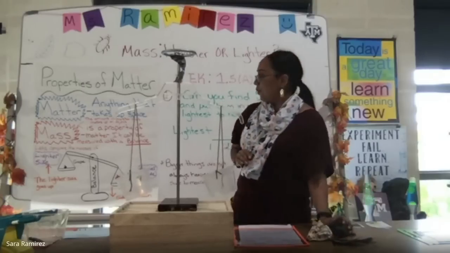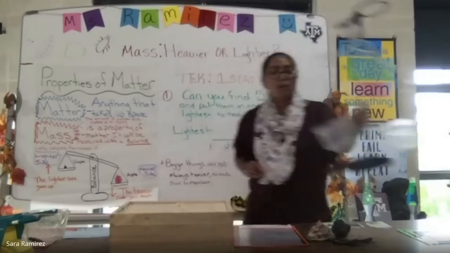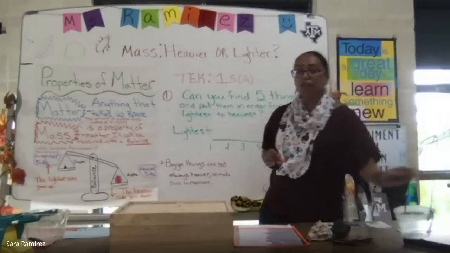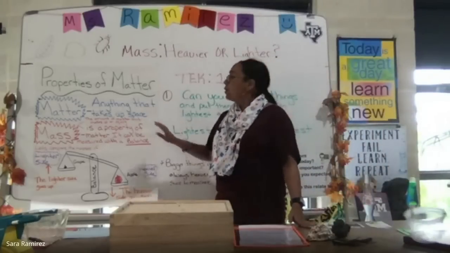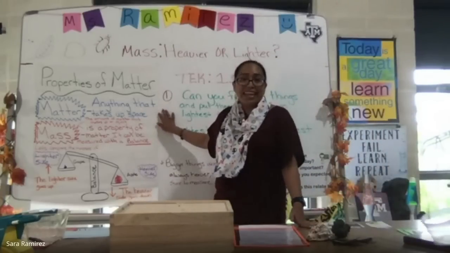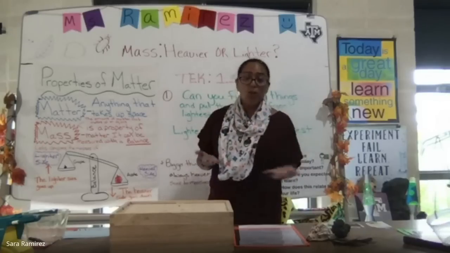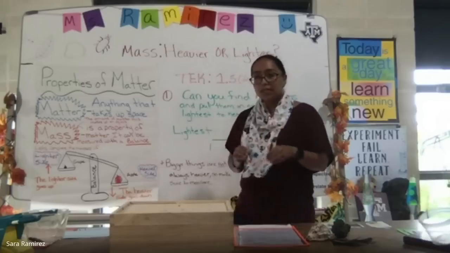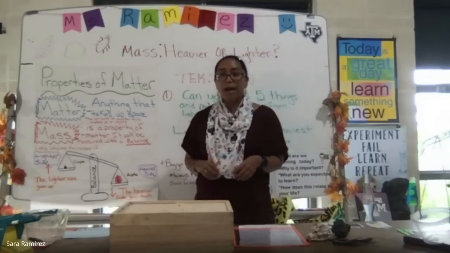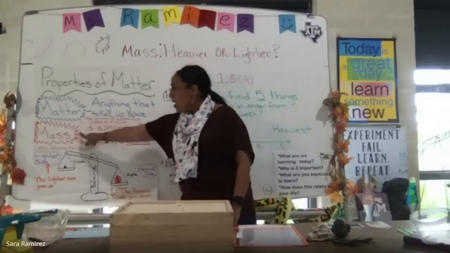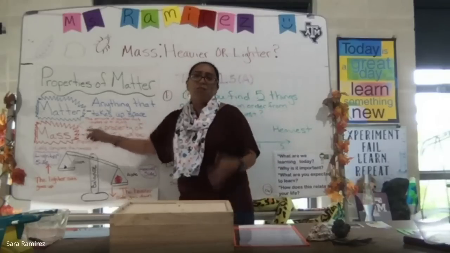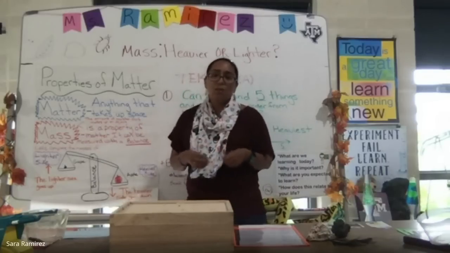So to review, we're going to review some vocabulary words really quick with our anchor chart. With Mr. Monroe, you guys learned that matter is simply anything that takes up space. So we are all examples of matter. We take up space. In this segment, we learned about the property of matter called mass. And all mass is just the amount of matter that makes up an object.